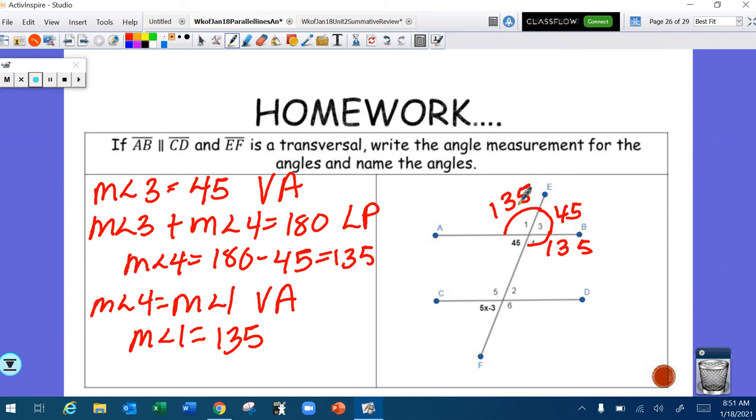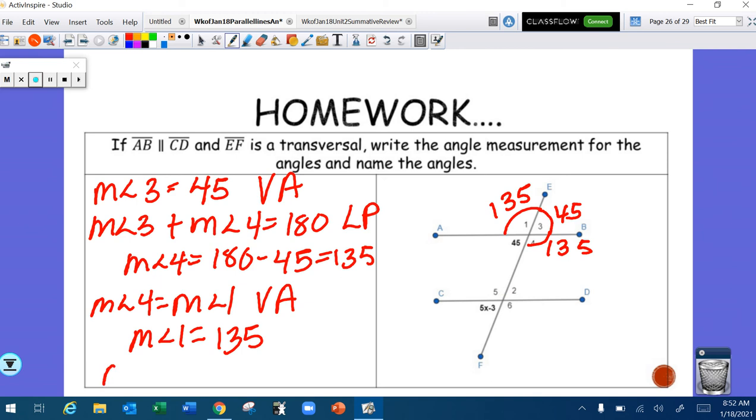Now we need to get into how do I get this stuff that's down here. I have a couple of options. I'm going to go corresponding angles right now. I'm at the top of this top line. That's 135. So the top of this bottom line is also going to be 135.